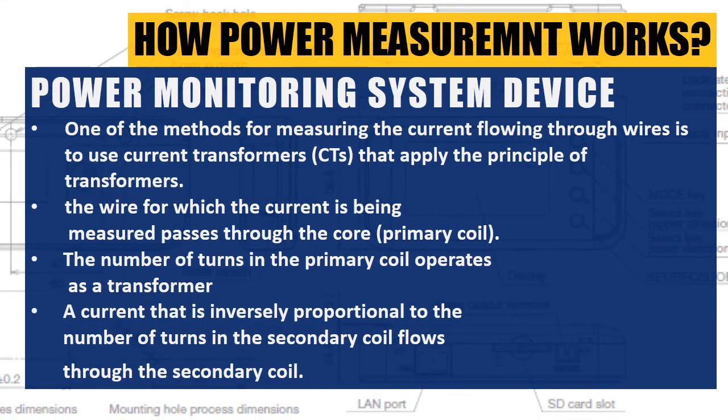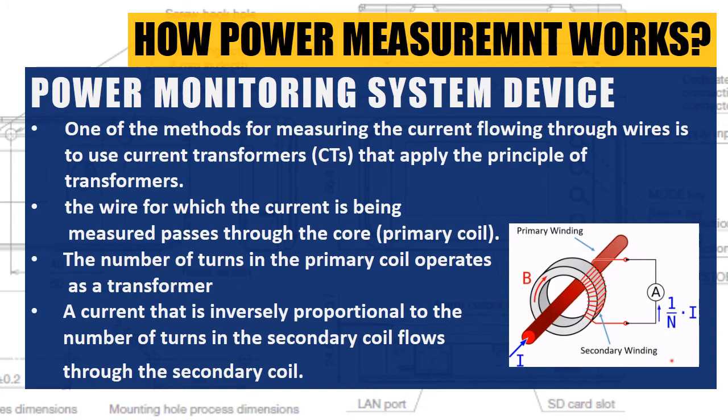This is how the power monitoring system device works. Firstly, the method for measuring the current flow through the wires is to use a current transformer that applies the principle of the transformer. The wire of the current to be measured passes through the core. The number of turns in the primary coil operates as the transformer, and the current that is inversely proportional to the number of turns in the secondary coil flows through the secondary coil.